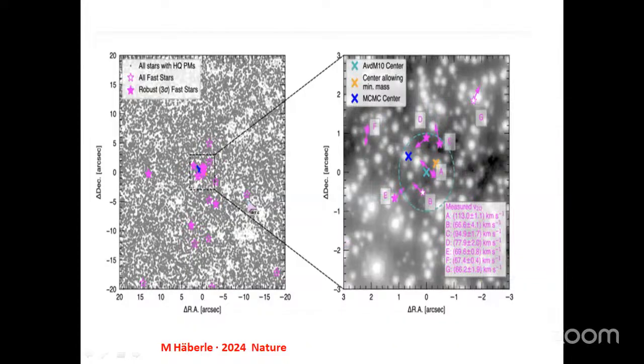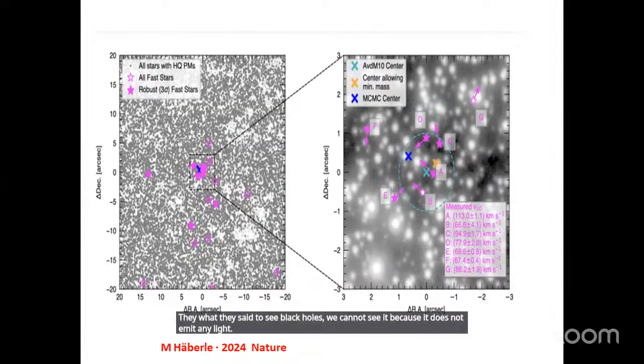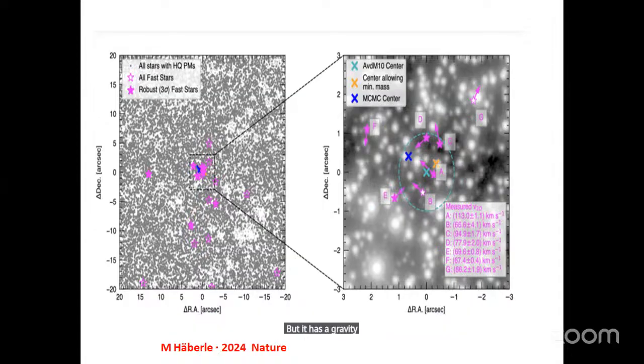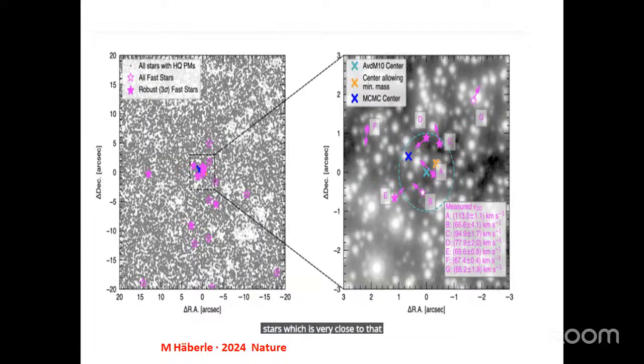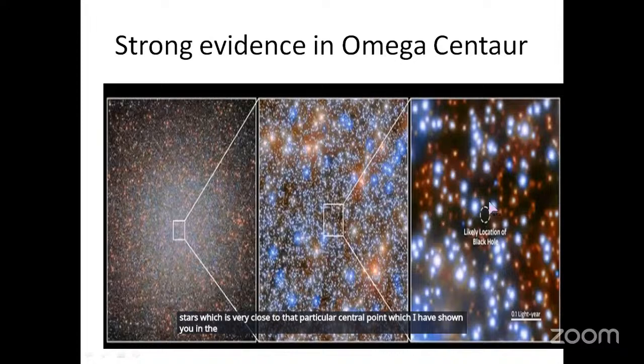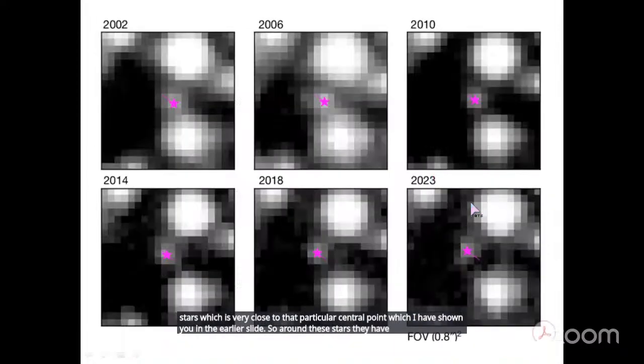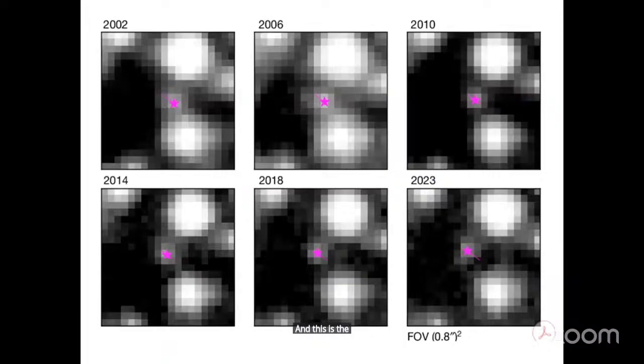What they did was a very good job. Black holes, we cannot see because they do not emit any light, but they have gravity, and the stars around them will experience that gravity. So they studied the stars very close to that central point, which I showed you in the earlier slide. These are Hubble Space Telescope images. They studied from 2002 to 2023. I cannot see, it's 2000 or something.